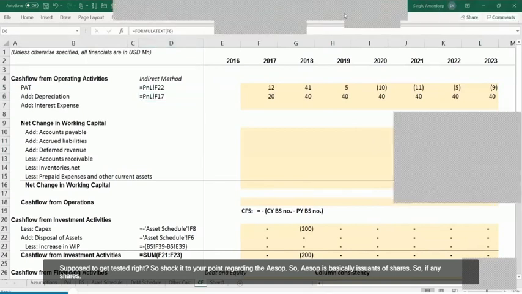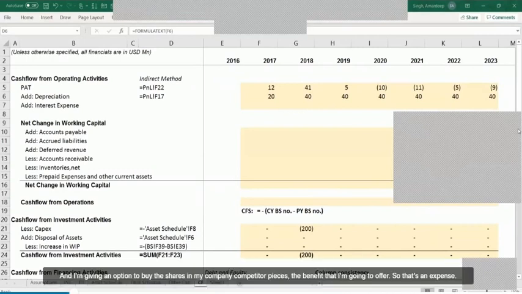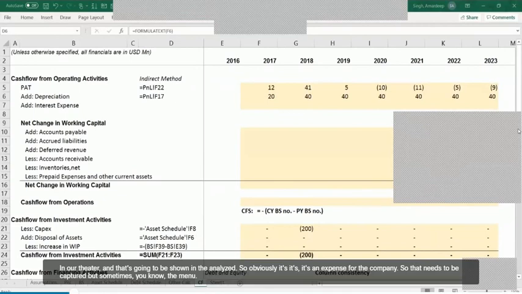Right? So Vishaki, to your point regarding the ESOP, so ESOP is basically the issuance of shares. So if any shares are being issued to the employees, sometimes what happens is it is given free of cost. Sometimes you give them an option to buy the shares of the company at a certain price. So if the real worth of that share is 100, and I'm giving an option to buy the shares of my company at 70, then 30 rupees is the benefit that I'm going to offer. So that's an expense that we book in our P&L, and that's going to be shown in the P&L as well. So obviously it's an expense for the company, so that needs to be captured.